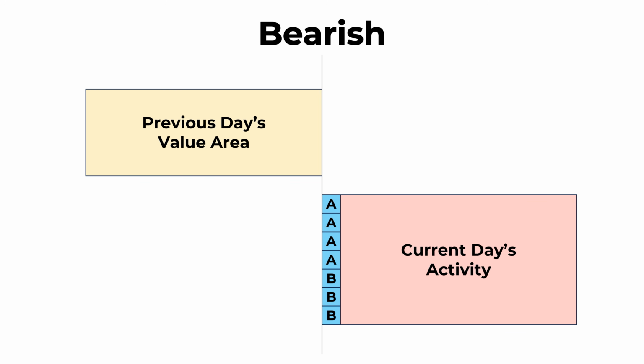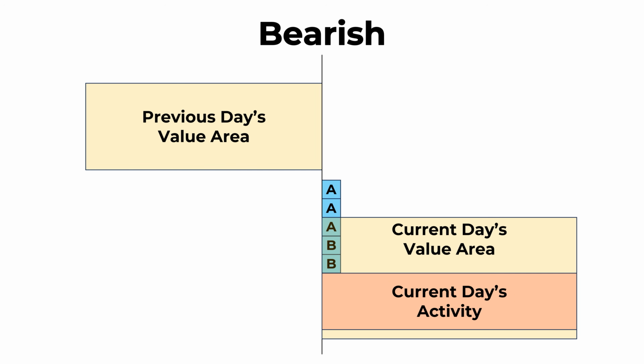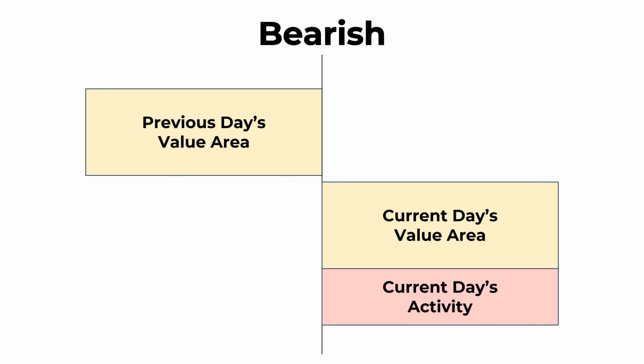Number 1. The current day's activity is within its initial balance and below the previous day's value area. Number 2. The current day's activity is below its initial balance, but within its value area. It's also below the previous day's value area. Number 3. The current day's activity is below its value area and below the previous day's value area.